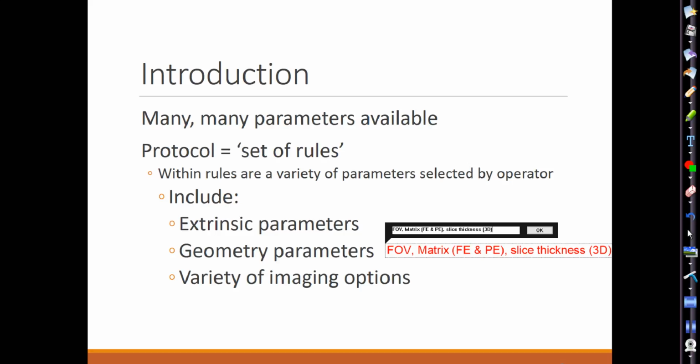Okay. And then we have a bunch of other imaging options, and we'll cover that today and in the subsequent chapters. Everybody got this written down? Not yet. Okay, take your time.